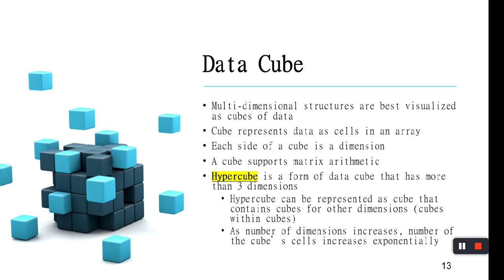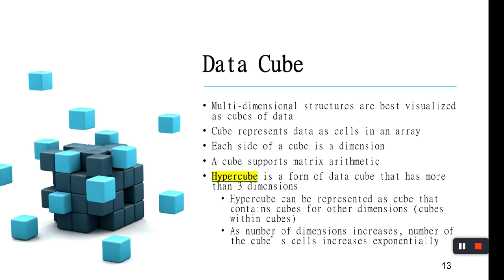So we have this term data cube. Multidimensional structures, like the ones we have seen a while ago, are best visualized as cubes of data. A cube represents data as cells in an array. Each side of a cube is a dimension. As what I have presented a while ago, we have three dimensions, right? The first dimension being the city, the second dimension is your property type, and then the third dimension is your time, representing your quarters. So each side of a cube is a dimension.